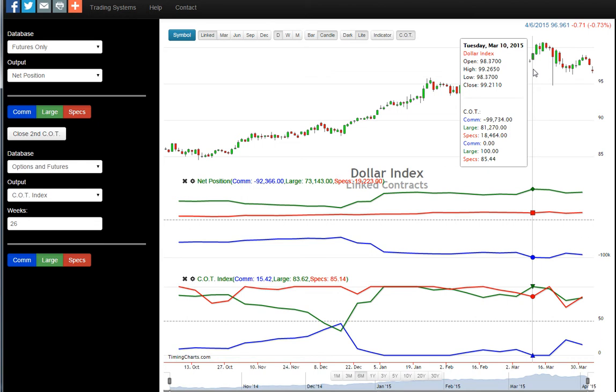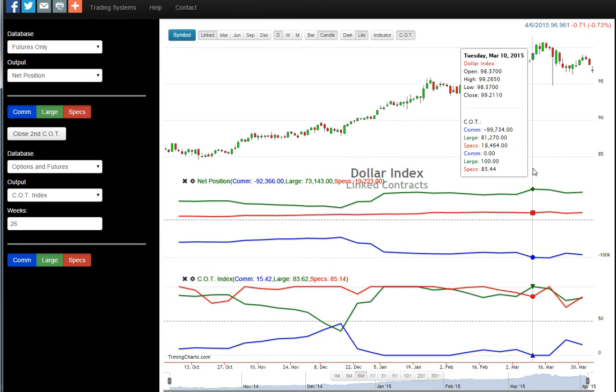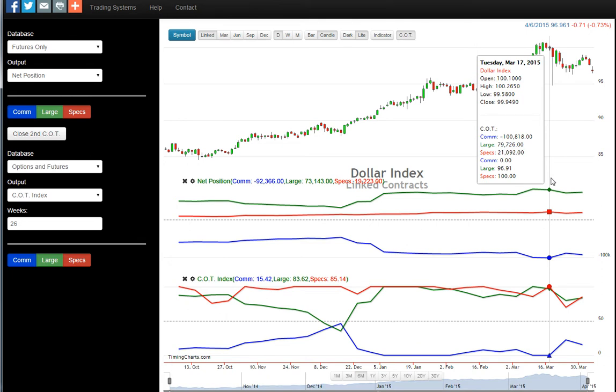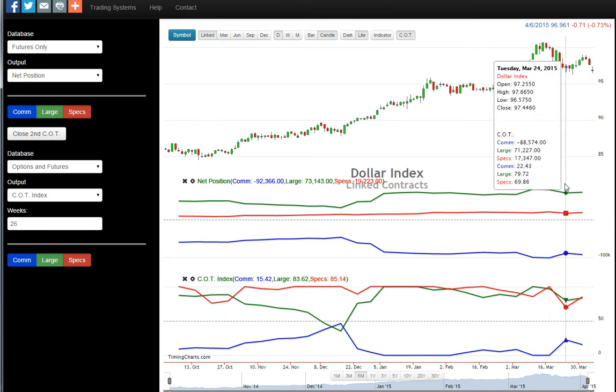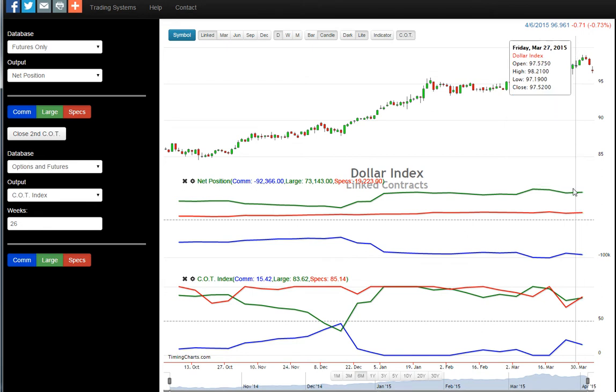So let's look at the Commitments of Traders report on the dollar, because the dollar's running the show, so we kind of have to see what's happening with the dollar. As you can see on the report on the 10th, on Tuesday, large speculators got all the way to 81,270, and then they dipped on the 17th to 79,726. They dipped even lower, so they were unwinding. On March 24, they got all the way down to 71,227, and then, interesting, they started buying again. On the last report of March 31st, you see they have 73,143. So they're starting to buy in.